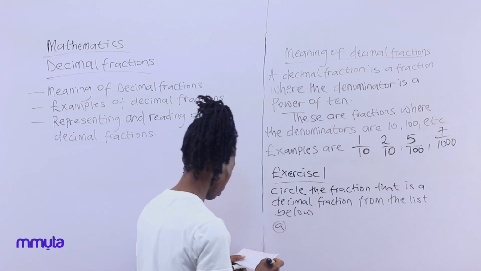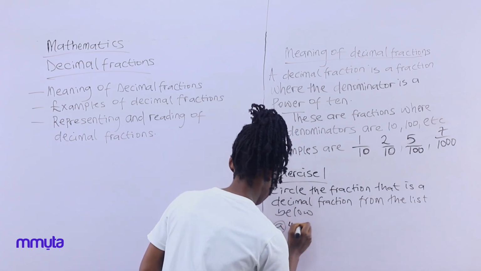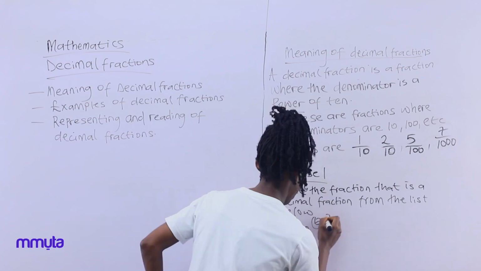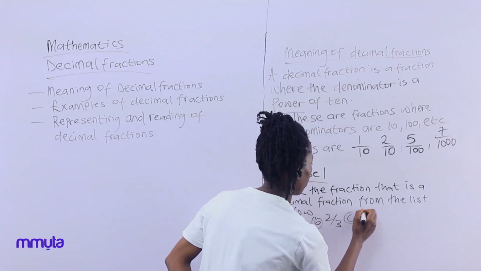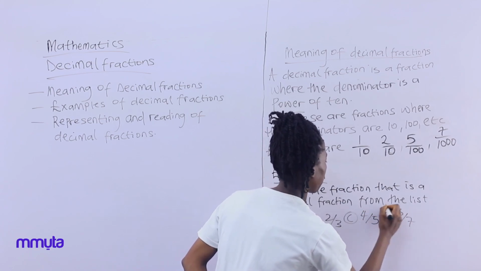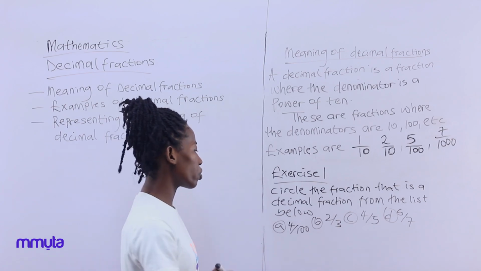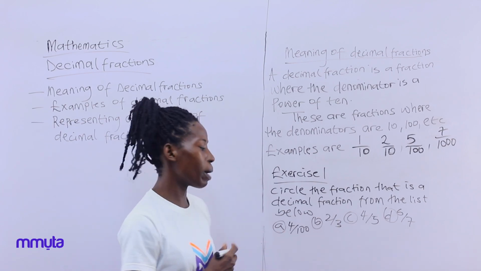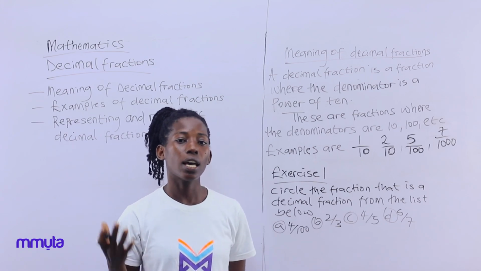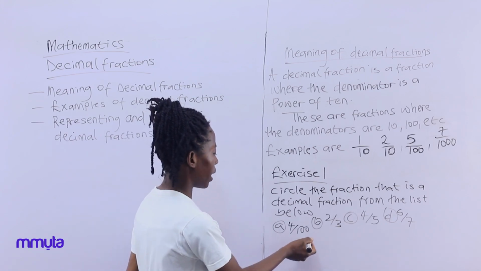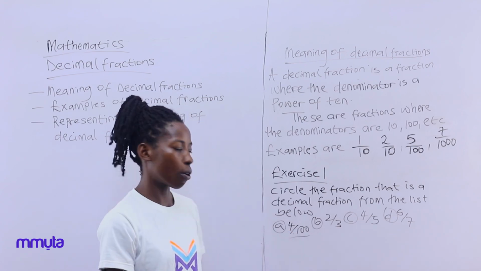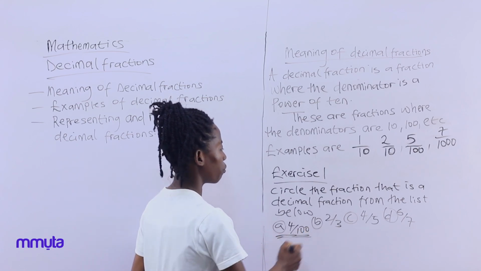So we have A, 4 over 100. You have B, 2 over 3. You have C, 4 over 5, and you have D, 6 over 7. So looking at these numbers, which number is a decimal fraction? Remember I told us that a decimal fraction is a fraction whose denominator is a power of 10. And A is 4 over 100. 100 is 10 raised to the power of 2. So this is a decimal fraction.